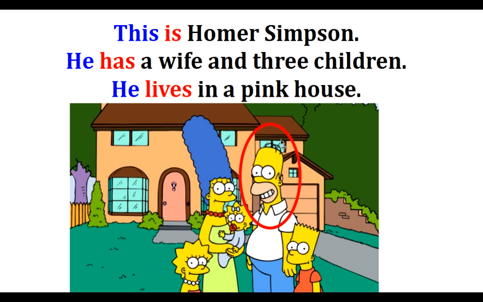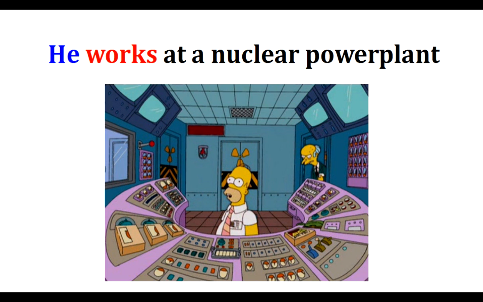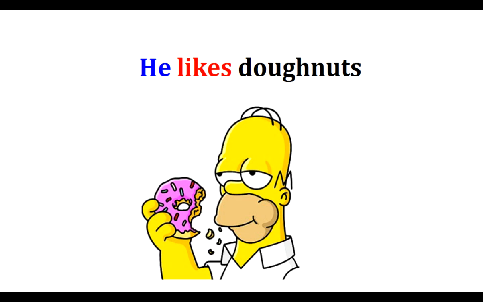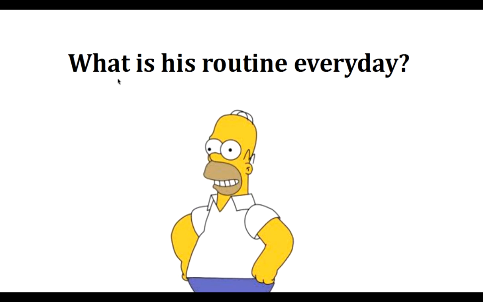This is Homer Simpson. He has a wife and 3 children. He lives in a pink house. He works at a nuclear power plant. He likes donuts. What is his routine every day?